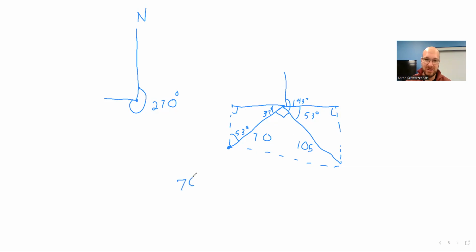All I have to do is the Pythagorean theorem. This side here is C. That was really, really nice of them. And that gives me that distance is 126.2.